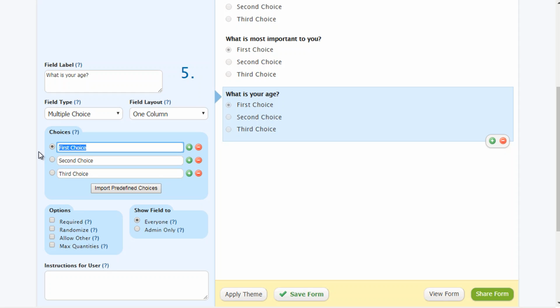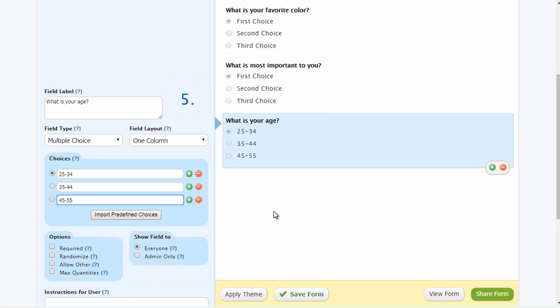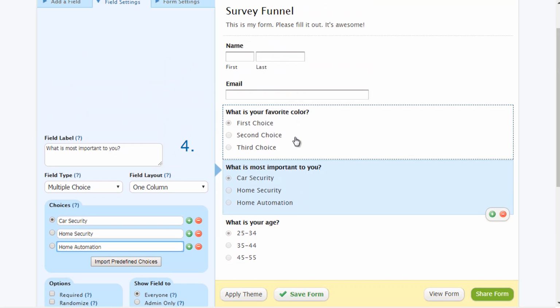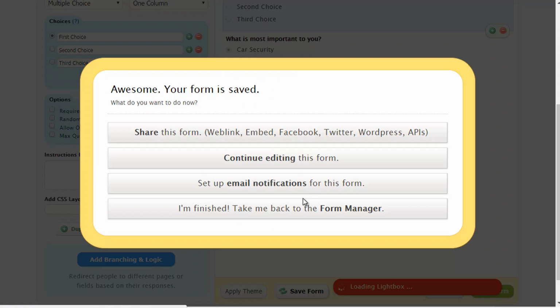So we could have 25 to 34. We could have 35 to 44 based on what we saw earlier, 45 to 55. And we can see what's most important to you. Security, home security, we could say car security. Click on save.